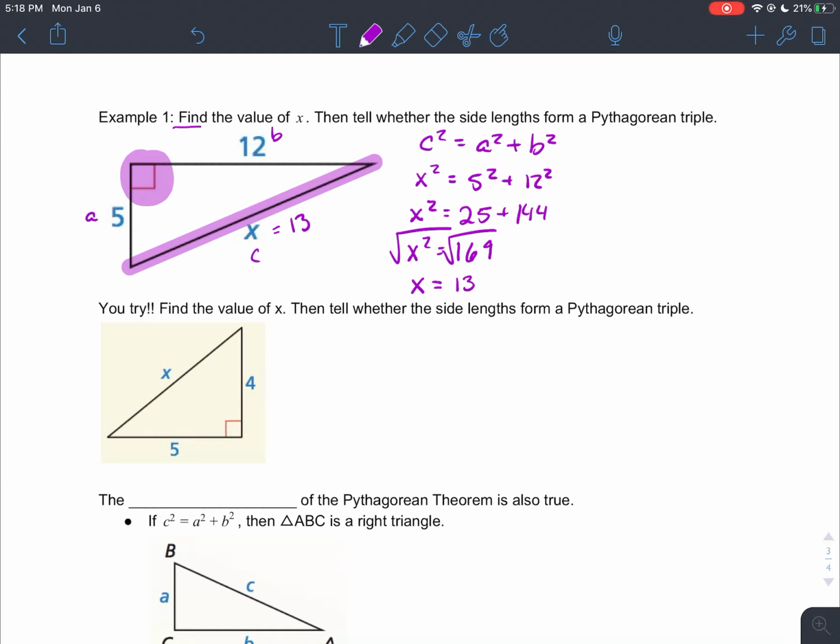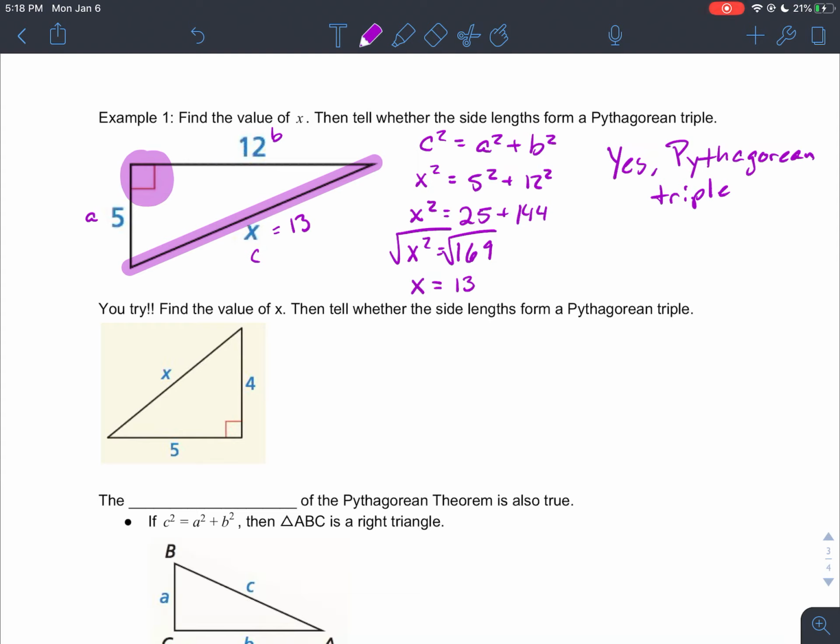So we found the value of x, that was the first instruction, and then it says to tell whether the side lengths form a Pythagorean triple, so do they? Yeah, 5, 12, 13, those are all whole numbers, so yeah, it is a Pythagorean triple. I'm going to put yes. Yes, it is a Pythagorean triple.